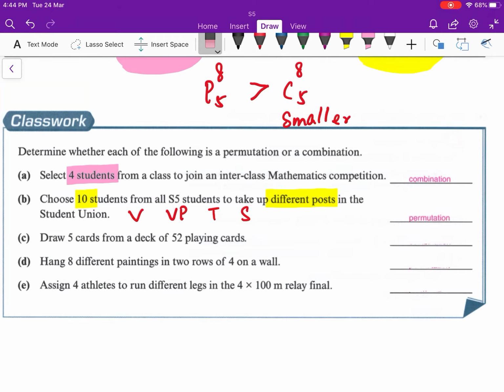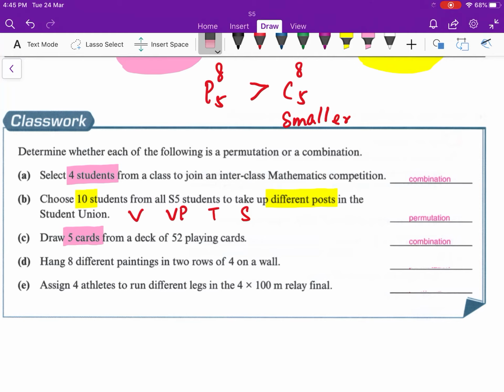Now take a look at C. Draw 5 cards from a deck of 50 playing cards. We want to draw 5 cards. Does the order matter? No, they didn't mention anything. I don't need to draw the Ace first, or the King first. They didn't mention anything, so it doesn't matter about the order. So it's a combination.